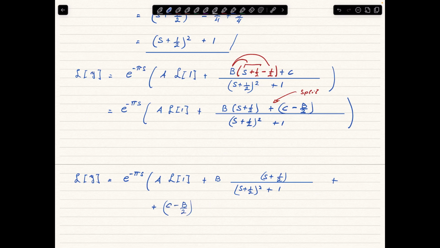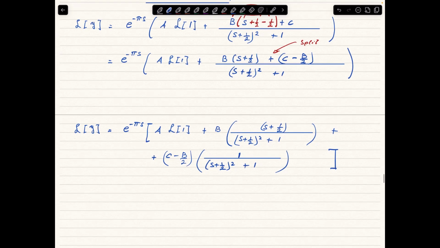Recall, these are numbers that we can compute, a, b, and c, and any combination of these numbers. And then we have 1 over (s plus 1/2) squared plus 1. Let's put a big parenthesis here with that one.